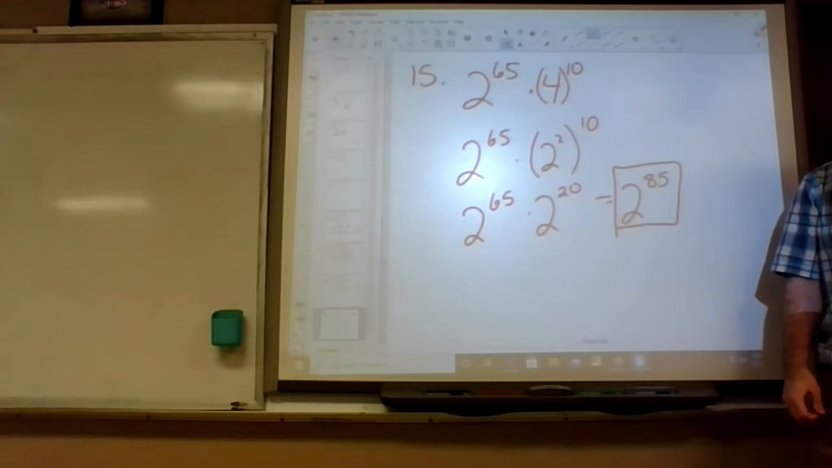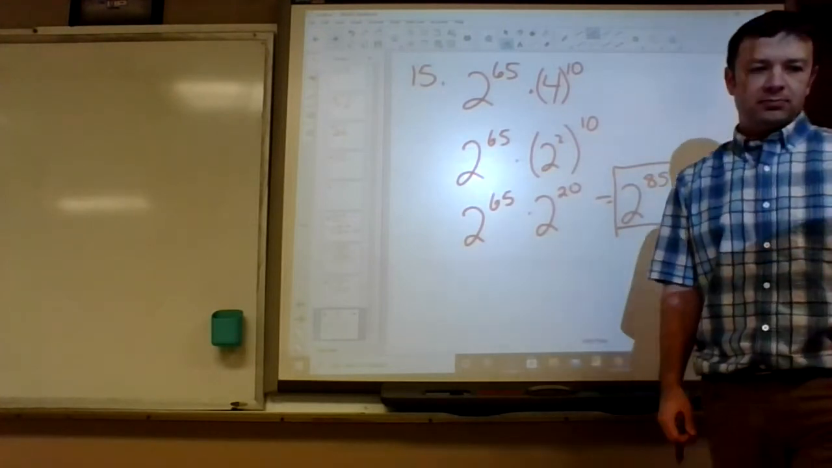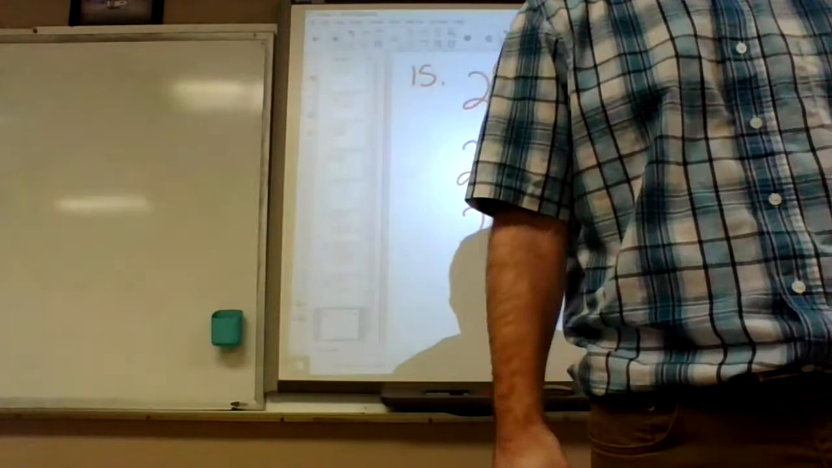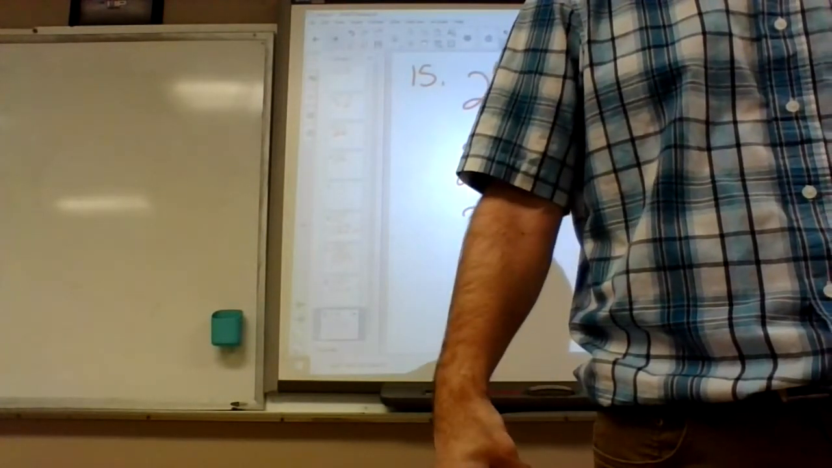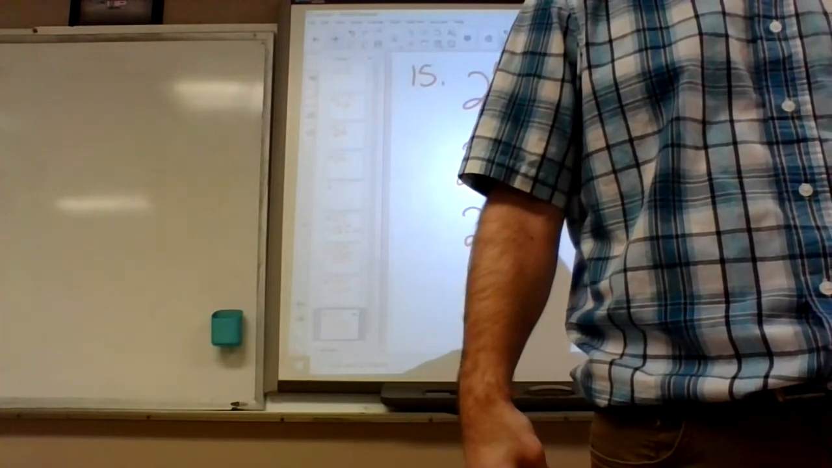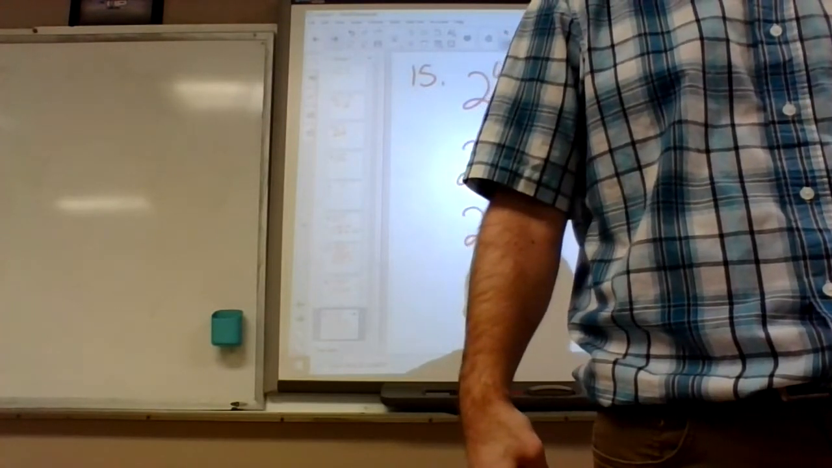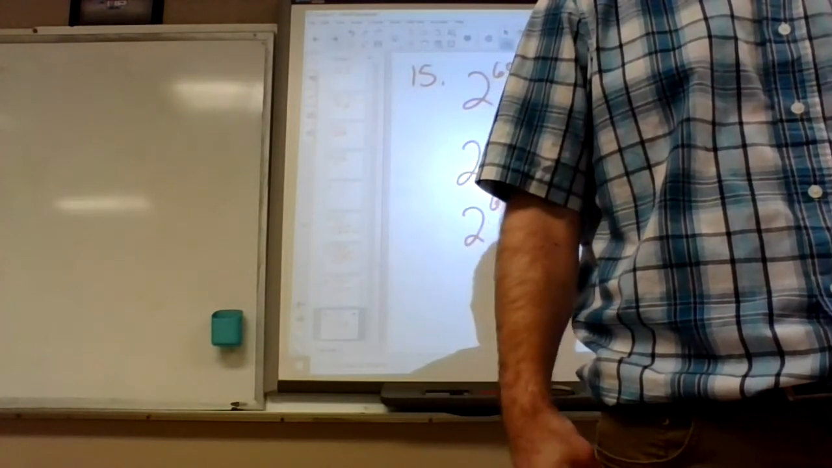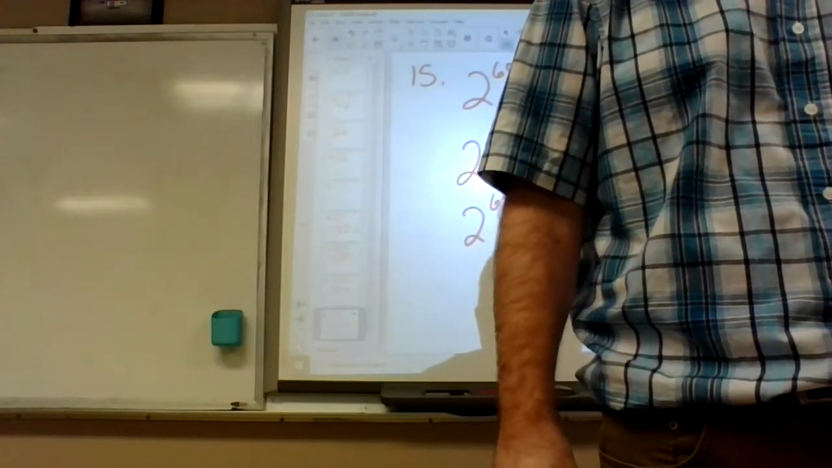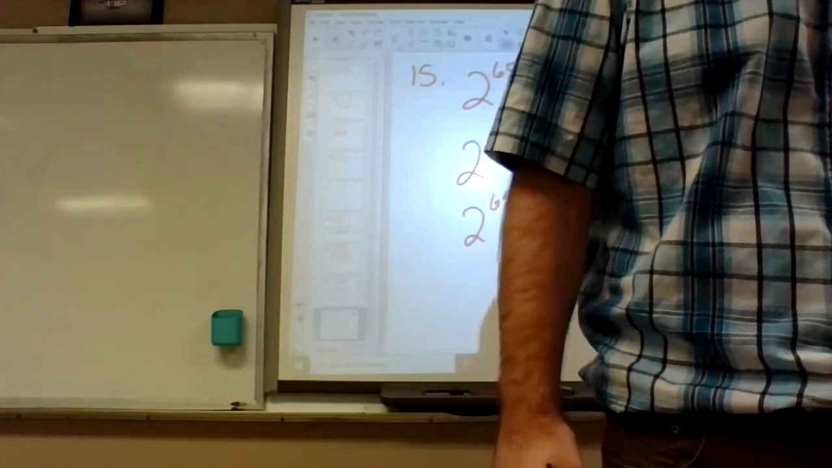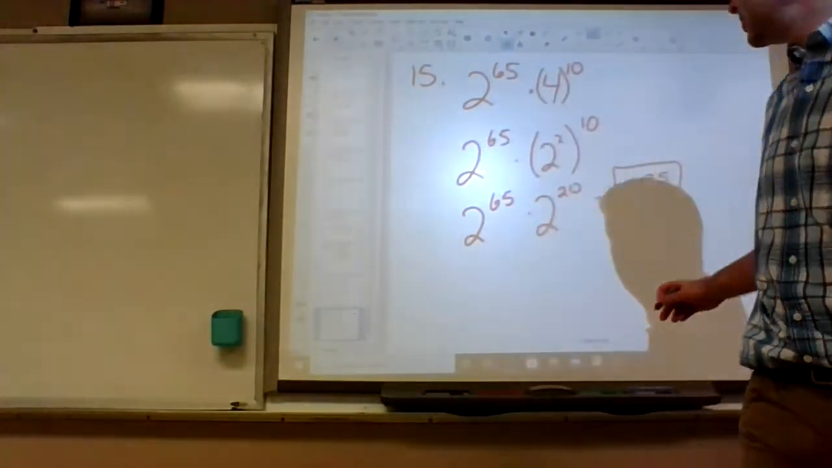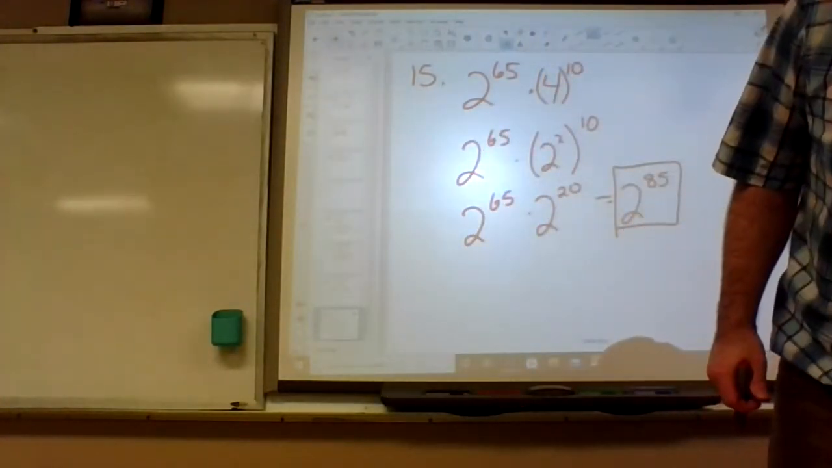On 14 and 16, they're doing it with x's, like with variables. Does that change anything? I don't get it. Okay, on 14, 25, you can turn it into 5 to what? 5 to the 2nd. So it's 5 to the x times 5 to the 2nd, cubed.